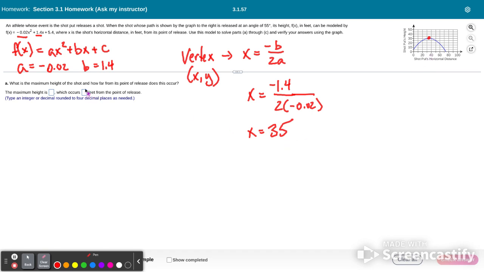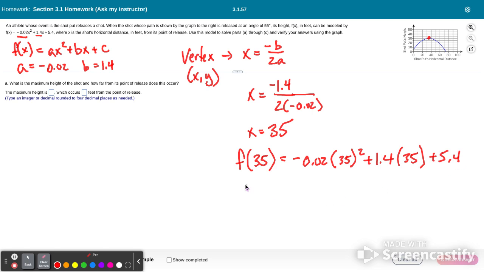So we know that this is the part. We have 35 as that number right there, but we need to find out what that maximum height is. We need to see what this value is over here on the y-axis. Remember, to do that, we plug it back into our function. We're going to evaluate our function at 35. So we get negative 0.02 times 35 squared plus 1.4 times 35 plus 5.4.